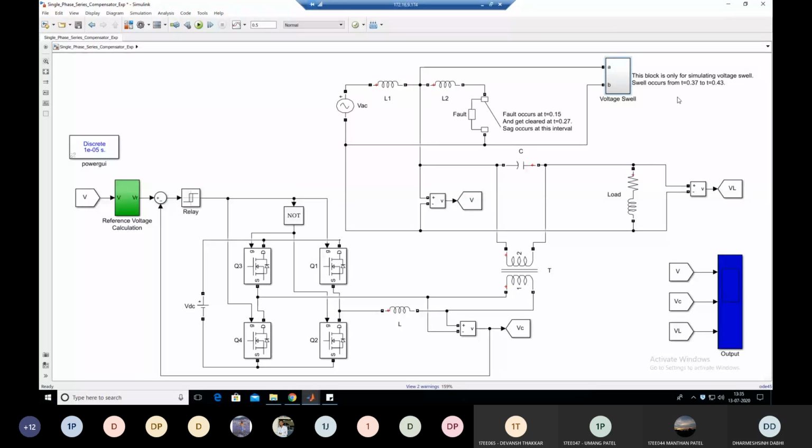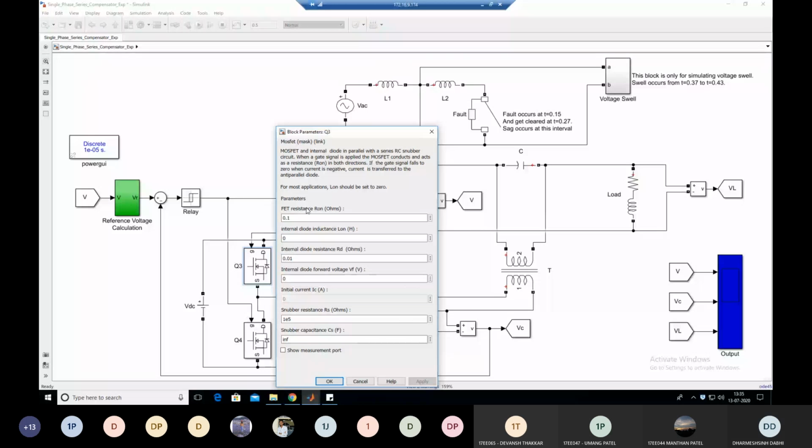So here we have two breakers. One breaker creates voltage sag. This breaker creates the voltage swell. To remove this effect, voltage sag or voltage swell across the load side, we require the dynamic voltage restorer. So you can see that here we have an inverter. This is a DC voltage source. We have a bridge inverter, so we have 4 switches. Here we have taken MOSFET as a switch. You can see that.